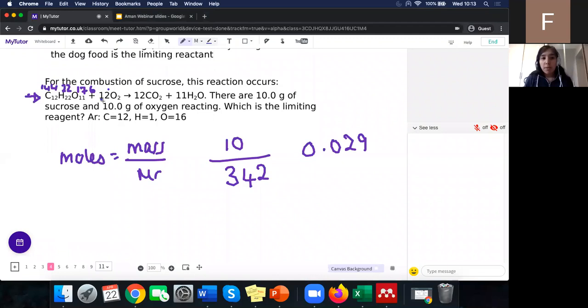And the reason we times by 12 is because if we look at our equation, there are 12 oxygens there. So that means the ratio of sucrose to oxygen is 1 to 12. So if there are 0.029 moles of sucrose, that means there are 0.029 multiplied by 12 moles of oxygen. So what's 0.029 multiplied by 12?